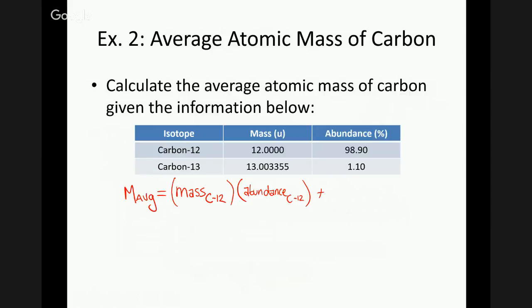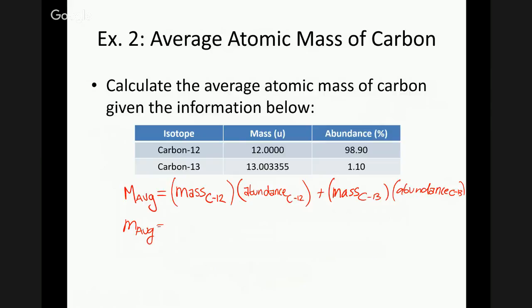So we get the average mass by multiplying the mass of the first isotope by how abundant it is, plus the mass of the second, so the mass of carbon 13, times its abundance, the abundance of C13. And with that in mind, we can say the average mass just works out like this.